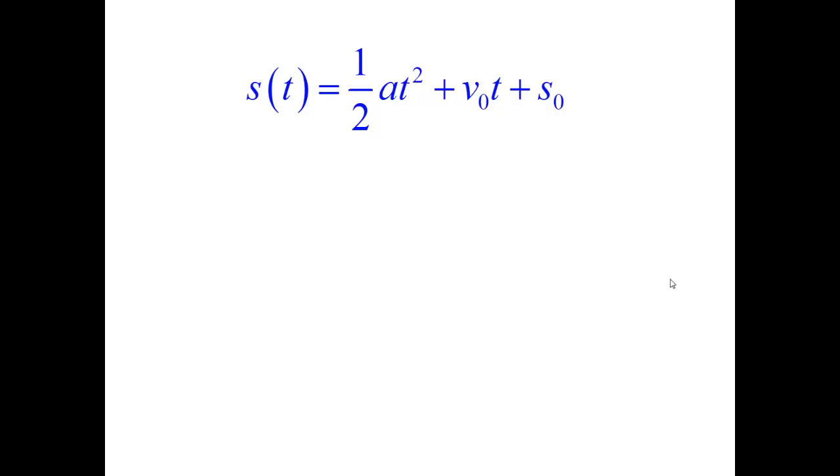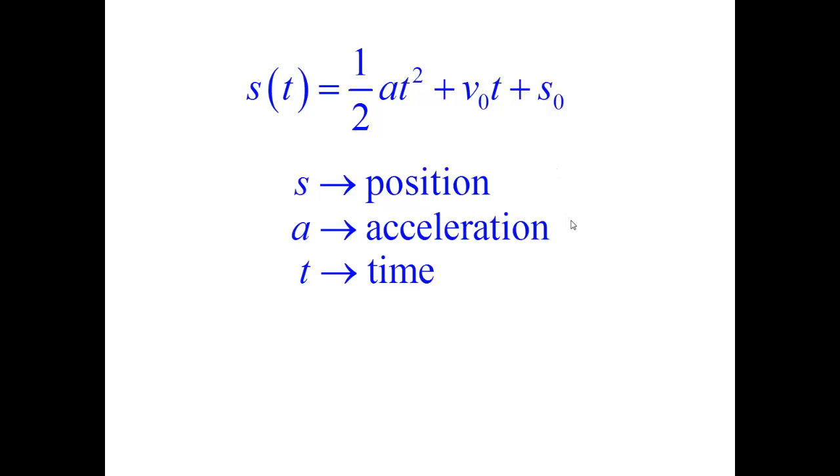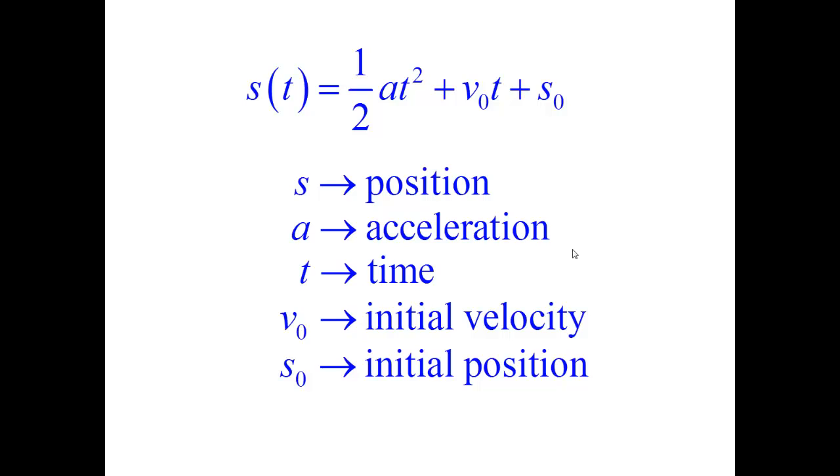All right, position given constant acceleration is 1/2 at squared plus v naught t plus s naught, where s is position, a is acceleration, t is time, v naught is your initial velocity, and s naught is your initial position. This handy little formula is going to be used over and over and over again when we are talking about projectile motion, so it's useful to memorize.